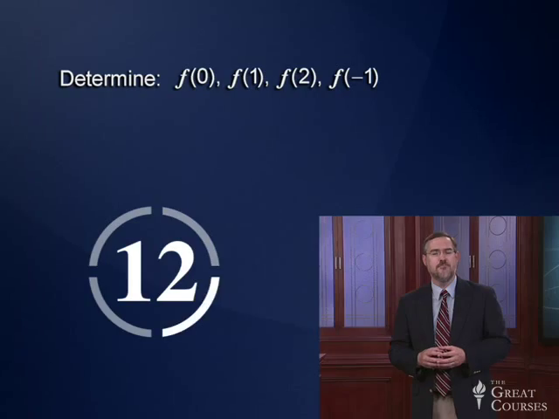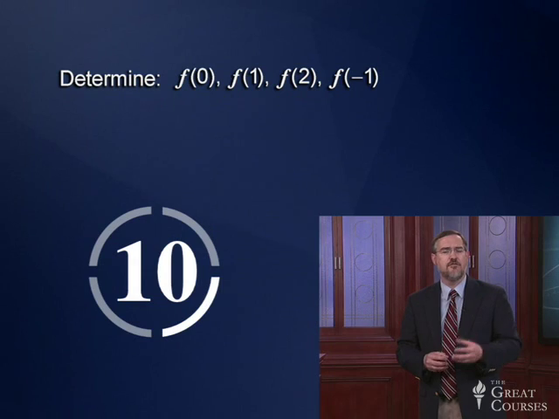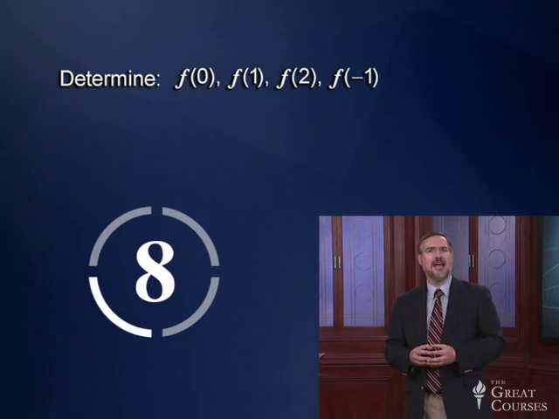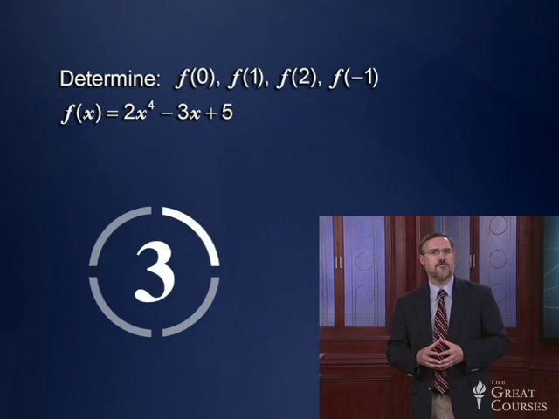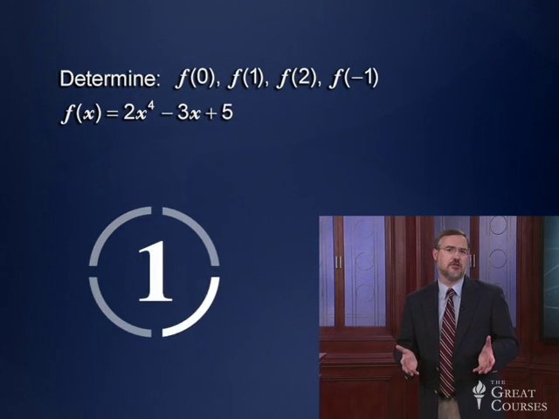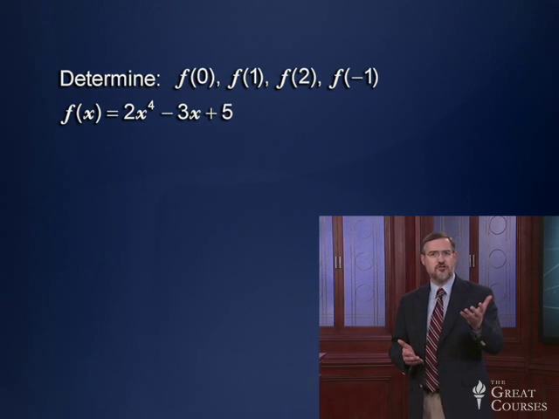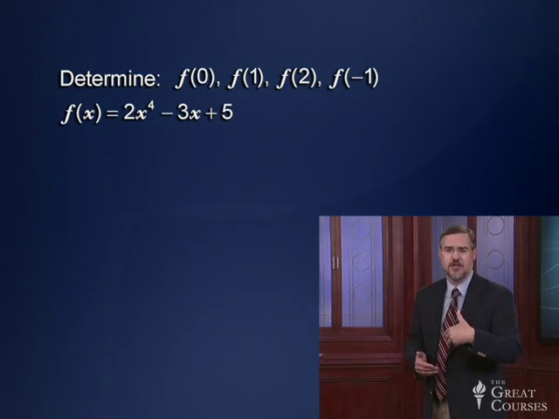Now, I'd like to look at a few more examples of evaluating polynomial functions. And evaluating simply means plugging numbers in and seeing what you get as an output. So let's try the following, and you might want to try it yourself just to see how you do with evaluating functions. Here's the problem. Determine f of 0, f of 1, f of 2, and f of negative 1 for the function f of x equals 2x to the fourth minus 3x plus 5. Well, what did you get? Let's see how everything worked out.